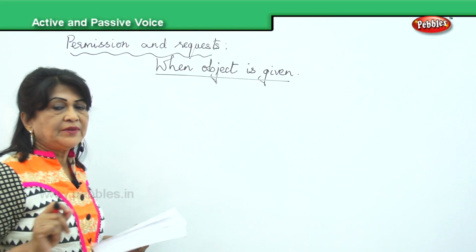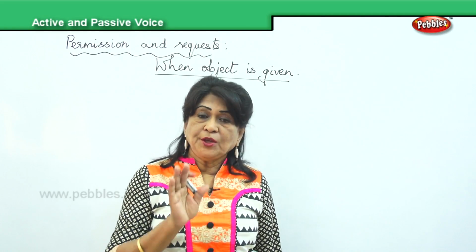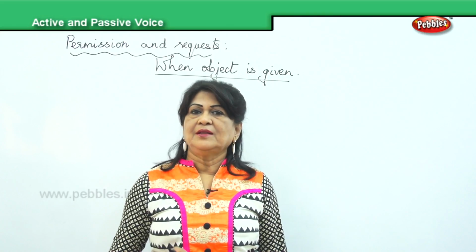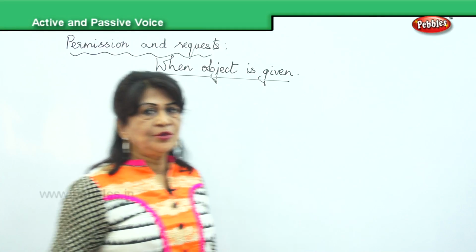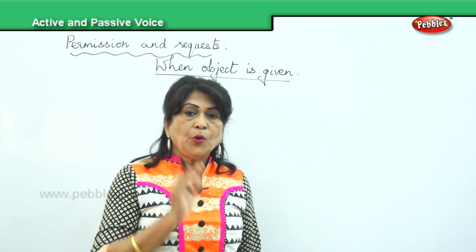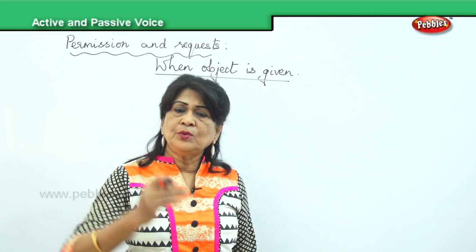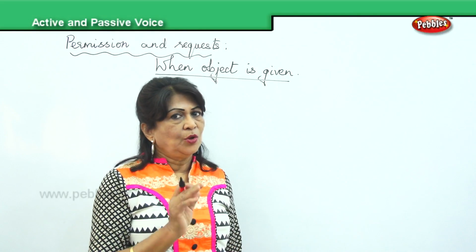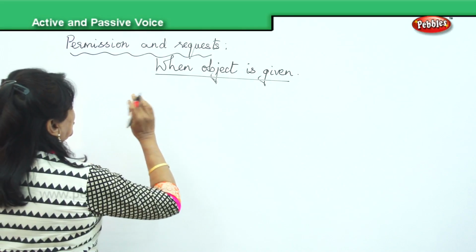When the object is given. For example, if I tell you, obey your parents. That's very important, isn't it? We should all obey our parents. Now, let's see how to change this. Obey your parents is you obey your parents. You is understood, you is the subject and parents is the object. But here, subject is given but object is not given.